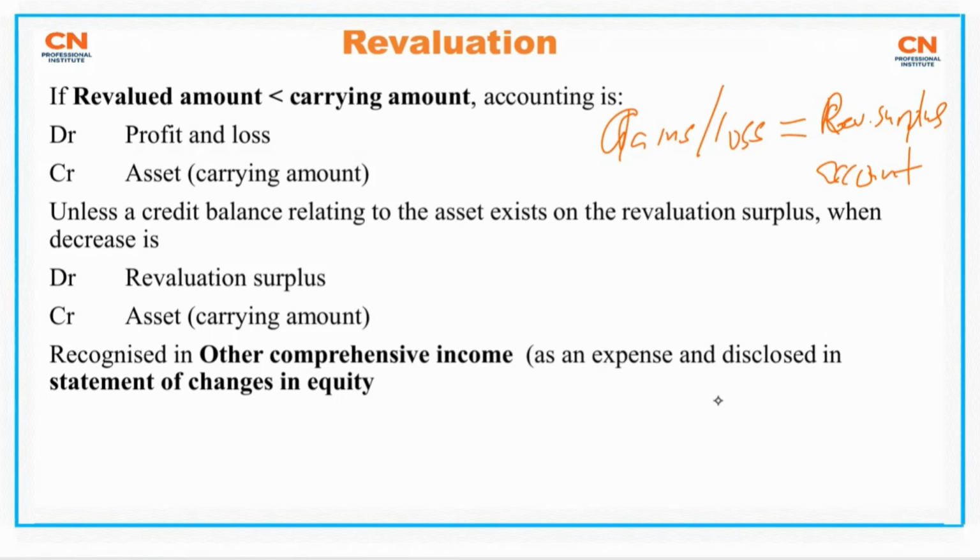So let's say you have a revaluation gain in year one. You made a valuation gain of 10 million. Let me say 100 million. Record this 100 million in what? Revaluation surplus account.